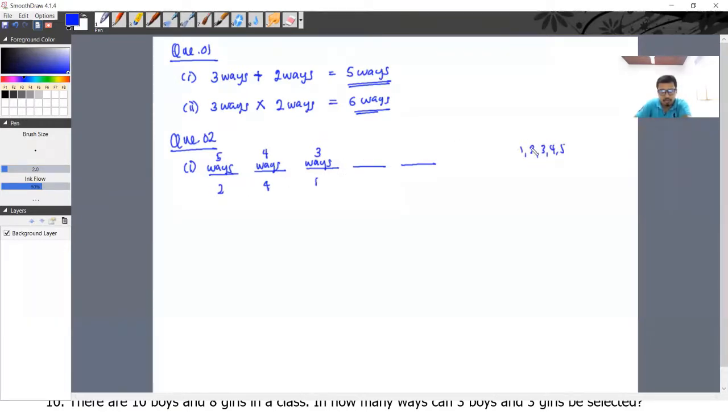I have used 2. If the repetition is not allowed, I can't use it again. I have used 4, so I can't use it again. And I have used 1, therefore I can't use it again. So what are the options I have? I can either put 3 or 5. It means I have 2 options, 2 ways. Then if I have used 3, I am left with only 1 option, 1 way.